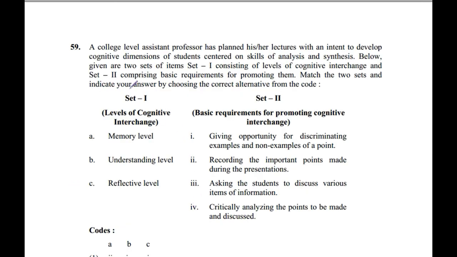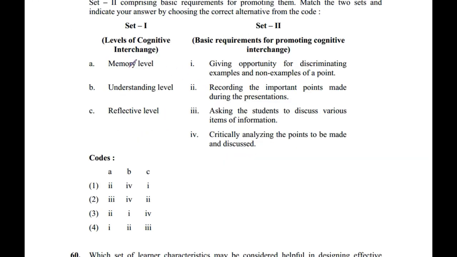Now question number 59. A college level assistant professor has planned his or her lectures with an intent to develop cognitive dimensions of students centered on skills of analysis and synthesis. Below given are two sets of items. Set first consisting of levels of cognitive interchange and set 2 comprising basic requirements for promoting them. Match the two sets and indicate your answer by choosing the correct alternative from the code.